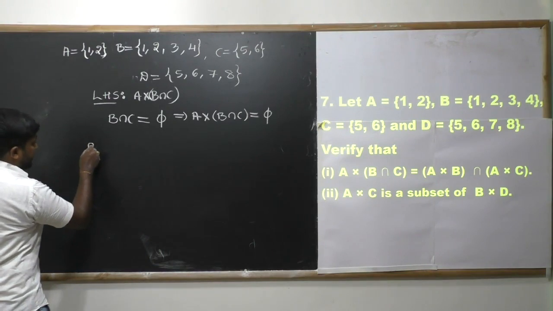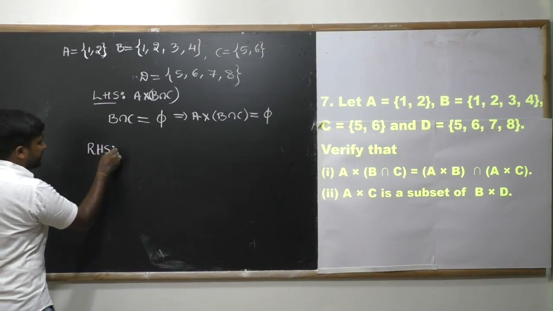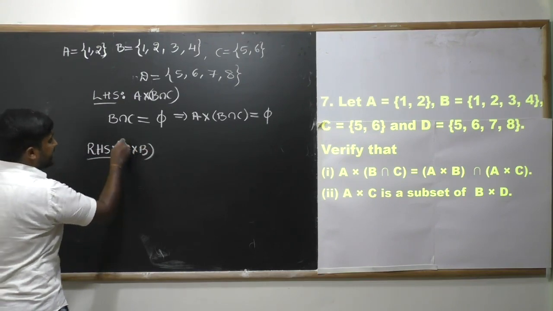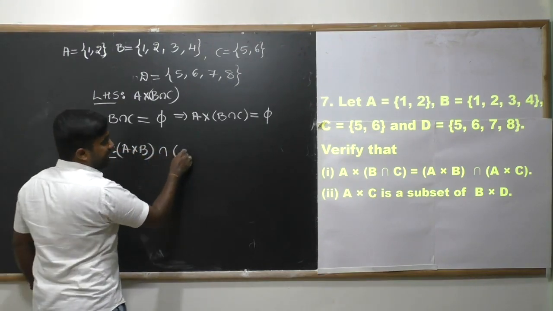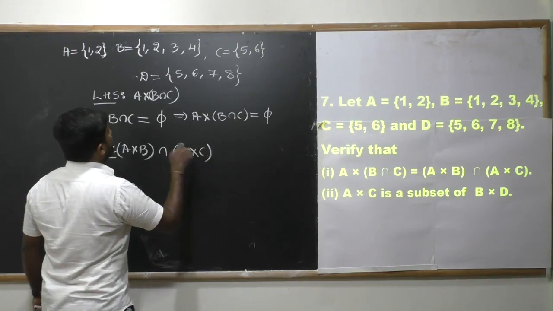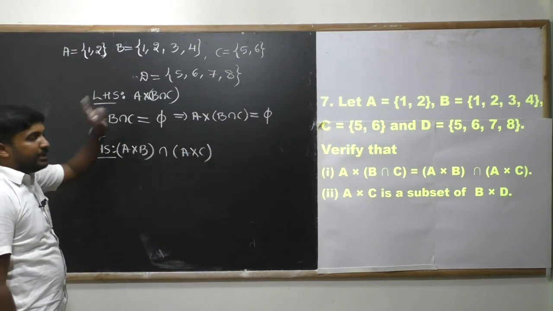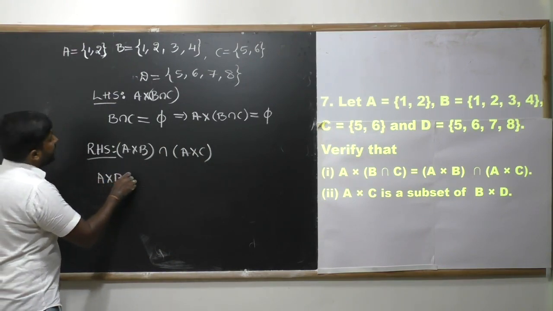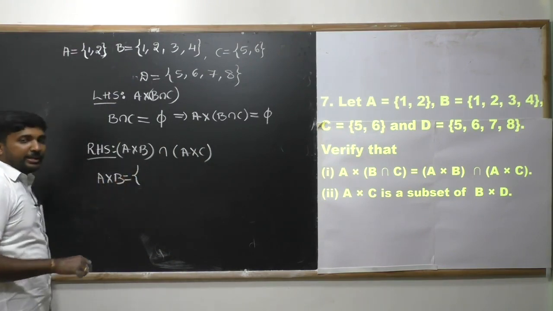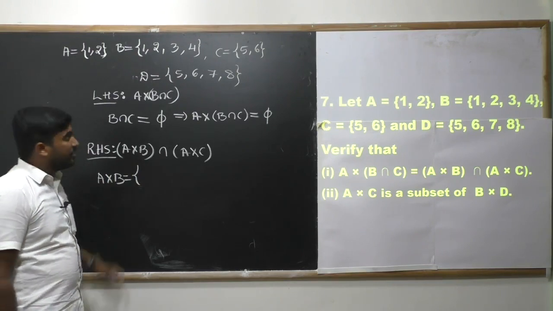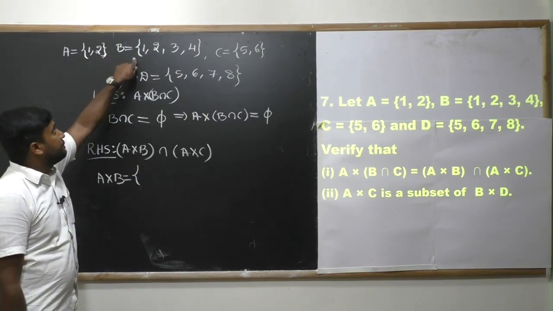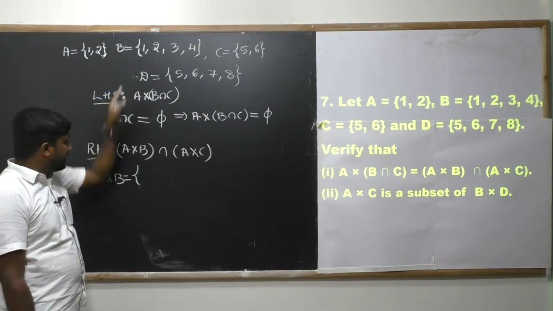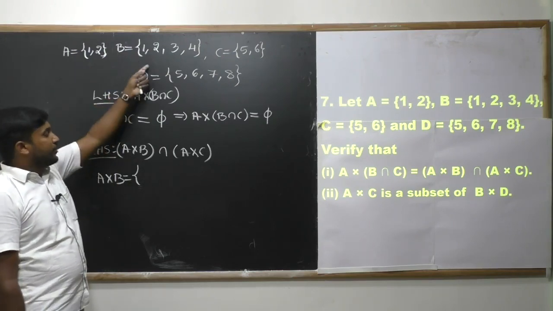Next, RHS. What is RHS? RHS is set A cross B intersection set A cross C. Okay, they have given sets A, B and C, right? First we write A cross B. How many elements should be there in A cross B? A contains 2 elements, B contains 4 elements. So the number of ordered pairs present in A cross B is equal to 2 into 4, 8.